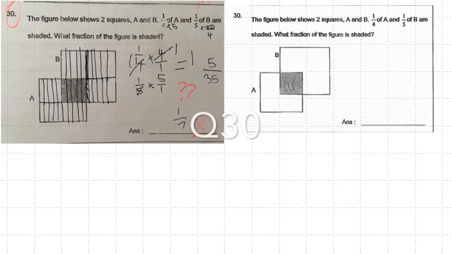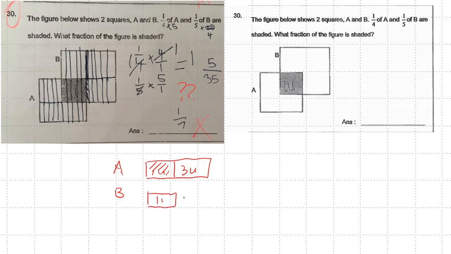Coming to here, the figure below shows 2 squares, A and B. So for A, 1 over 4 is shaded. So over here, I put 1 unit shaded and 3 units unshaded. For B, 1 over 5 is shaded. So 1 unit is shaded, and then here 4 units are unshaded. So this is what it means.